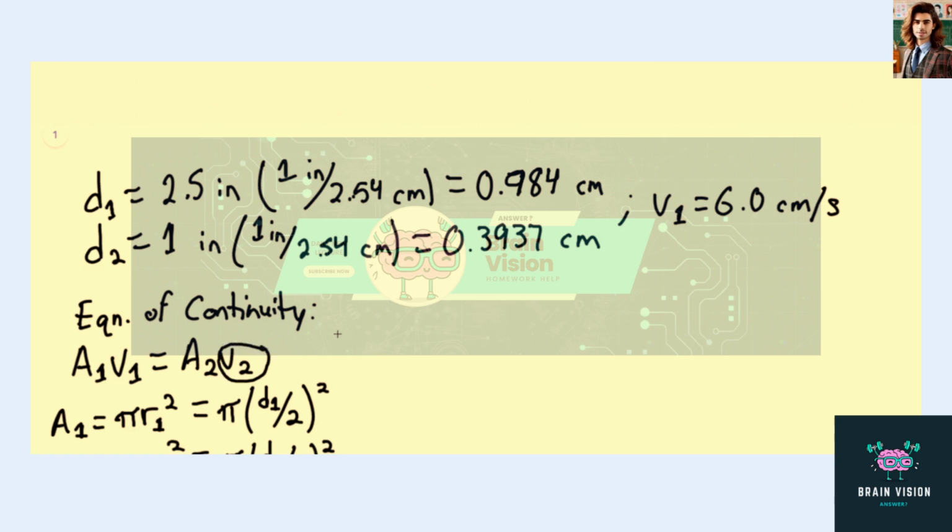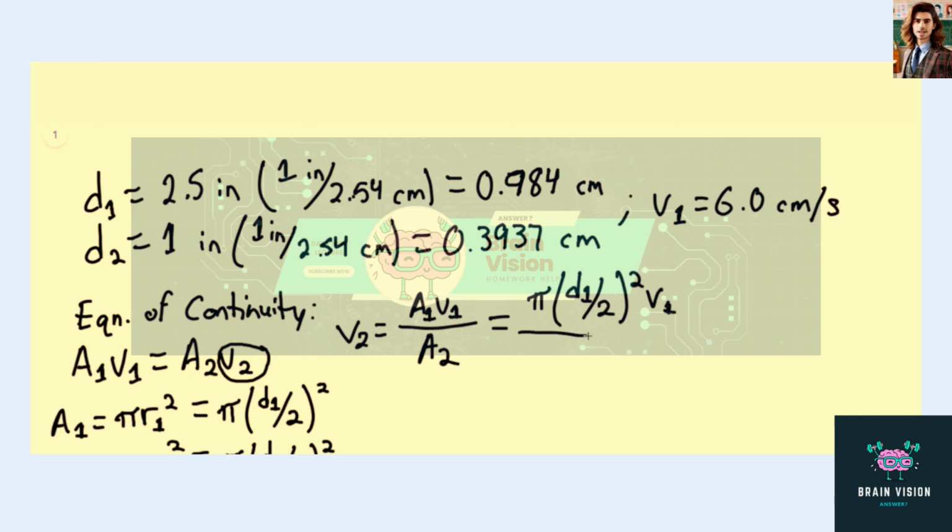So solving for this now, we're going to solve for V2. Of course, we're trying to isolate that. So V sub 2 would equal the cross-sectional area of the first section times the velocity of the first section divided by the cross-sectional area of the second section. Plugging in our constants from here and here, we have pi (d sub 1 over 2) squared times v sub 1 divided by pi (d sub 2 over 2) squared. Pi's cancel out, and we can simply plug in for our constants.